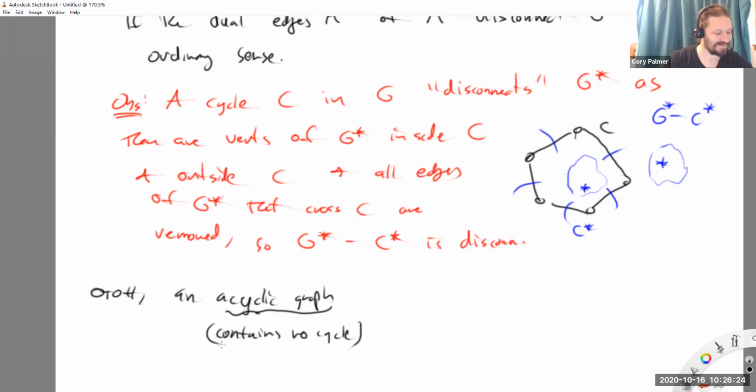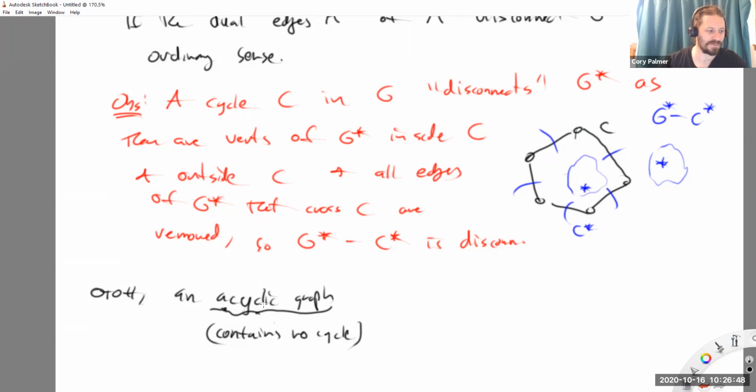Would it be forest? Yeah, forest actually, right? A forest has no cycle and its components are trees. We've used the term forest, haven't we? I hope so. A forest is an acyclic graph, not necessarily connected. A connected acyclic graph is necessarily a tree, or a connected forest is necessarily a tree.